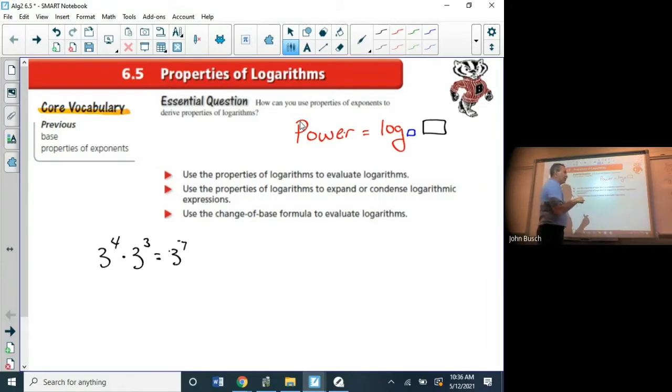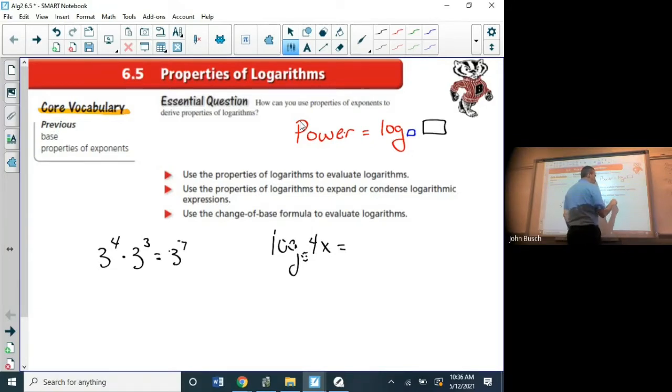Okay, since powers are logs, now if you have the log of a product, like when you're multiplying here, log of 4 times x, right? We'll just call that a product. We'll say log base 5. You can rewrite that as the sum of two logs. That's the log base 5 of 4 plus log base 5 of x.